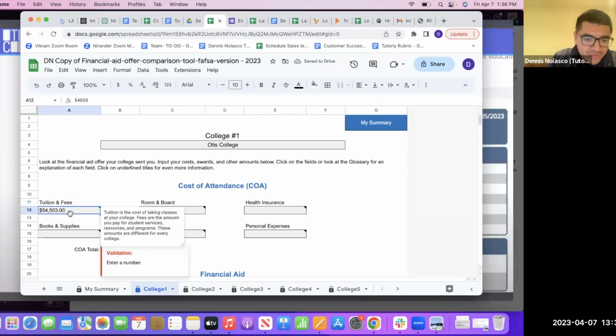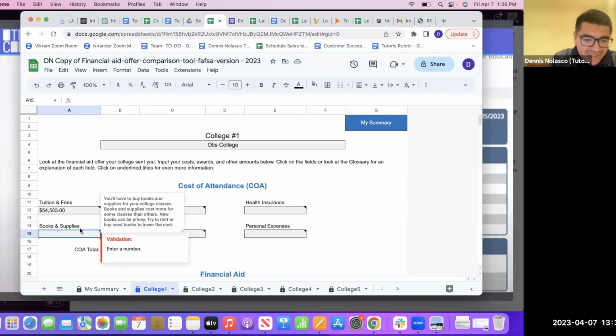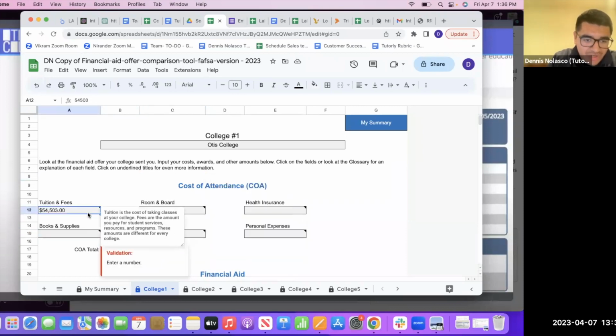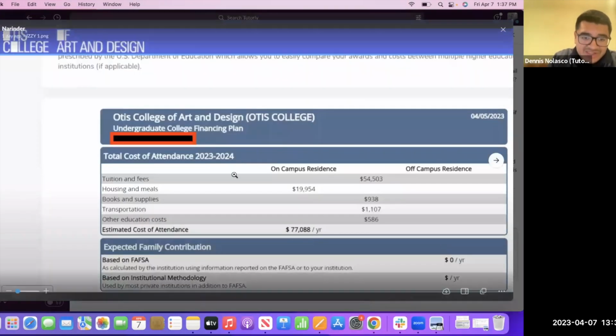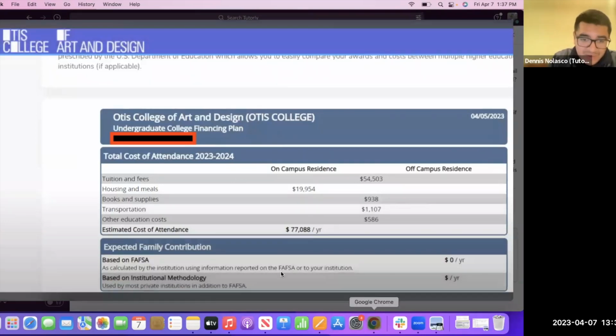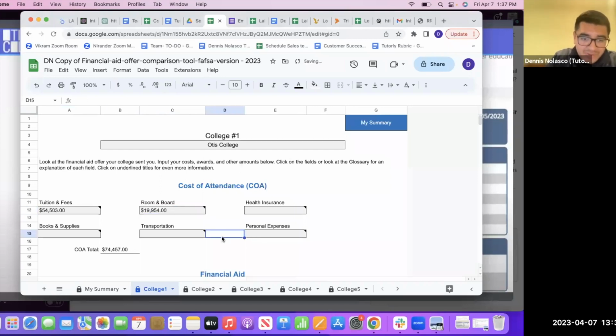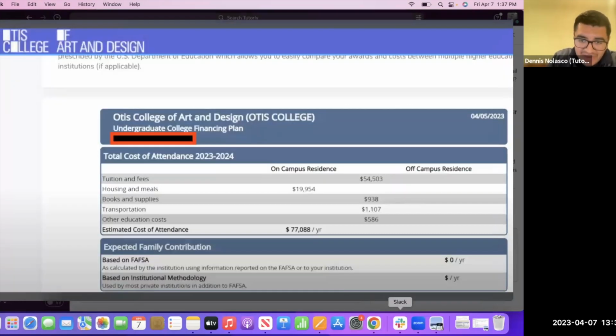What's really cool is that when you click on each little box, it explains what each one means. Tuition is the cost of taking classes at your college. That's going to be the main part of how much you pay for college. Now let's see other things they have. They have housing and meals, so $19,954.